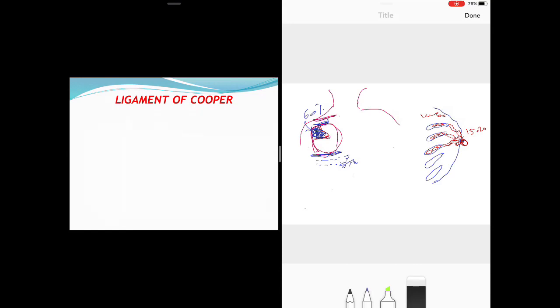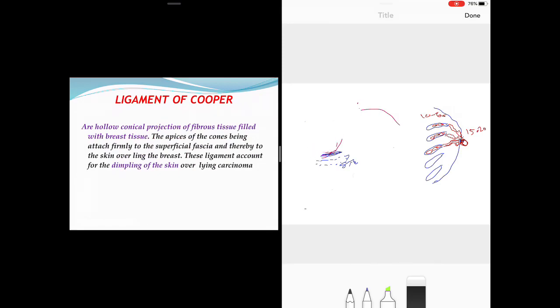Okay. Now we go to the Cooper's ligament. What is the Cooper's ligament? Cooper's ligament is a hollow viscus, a conical projection of the fibrous tissue, containing breast tissue.